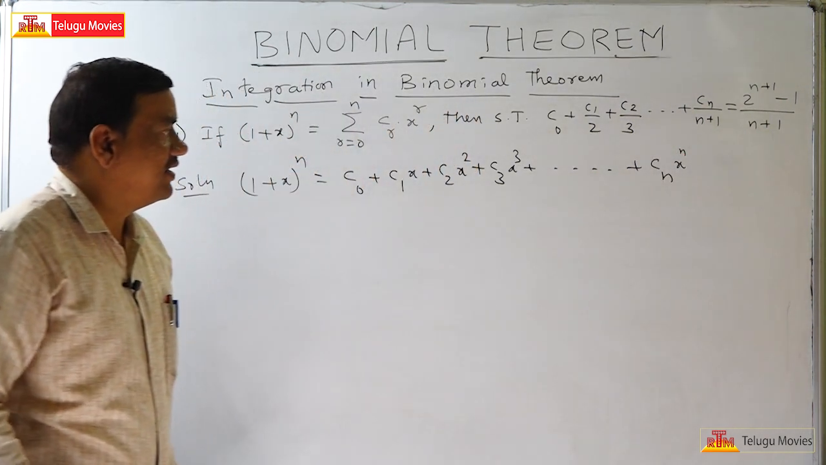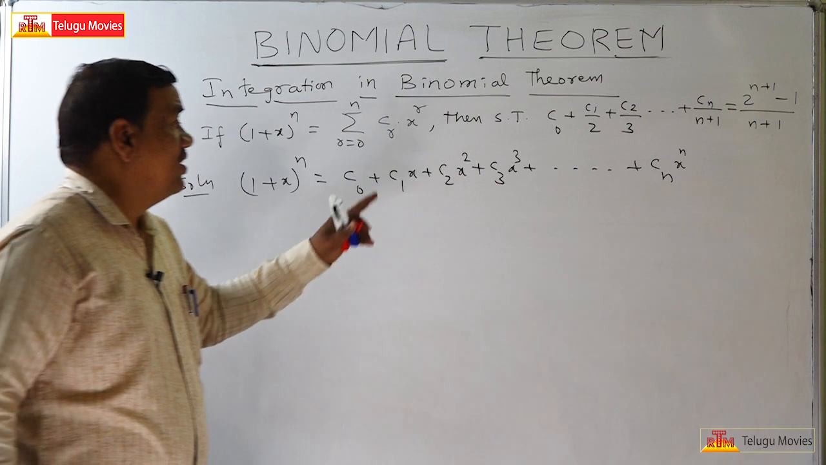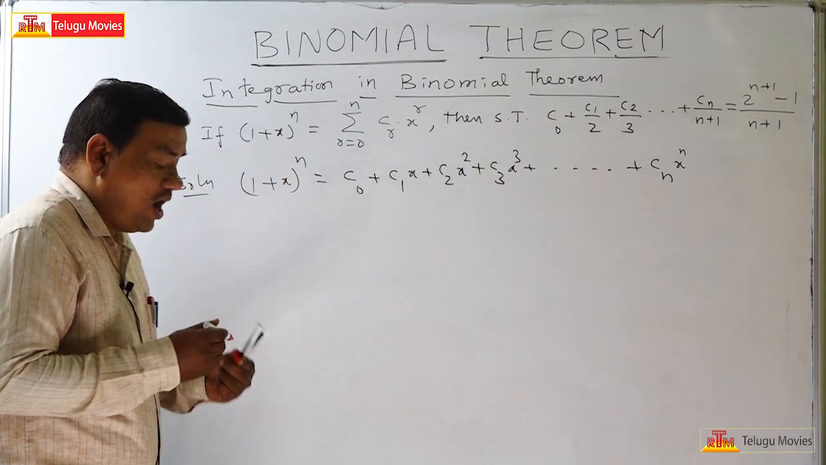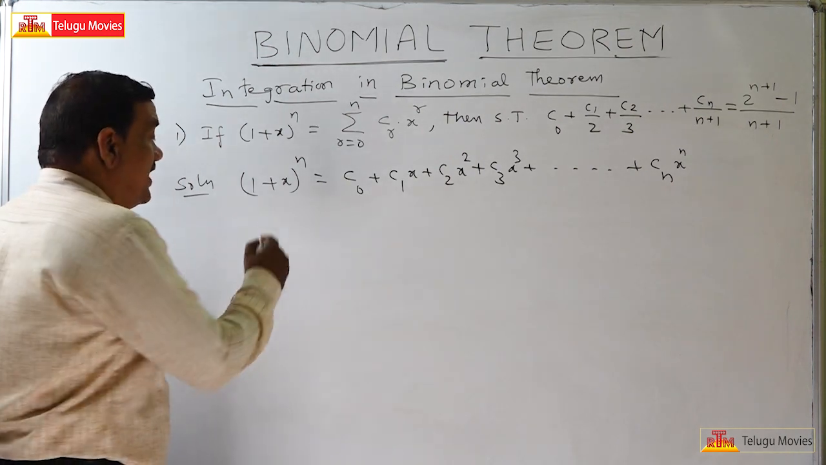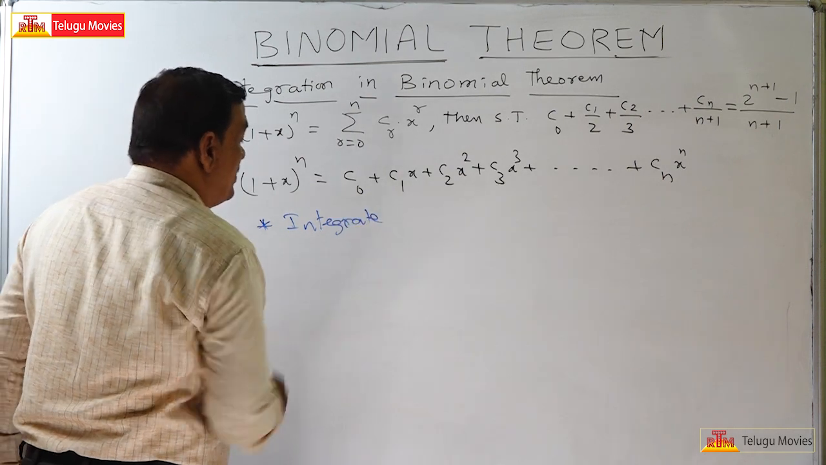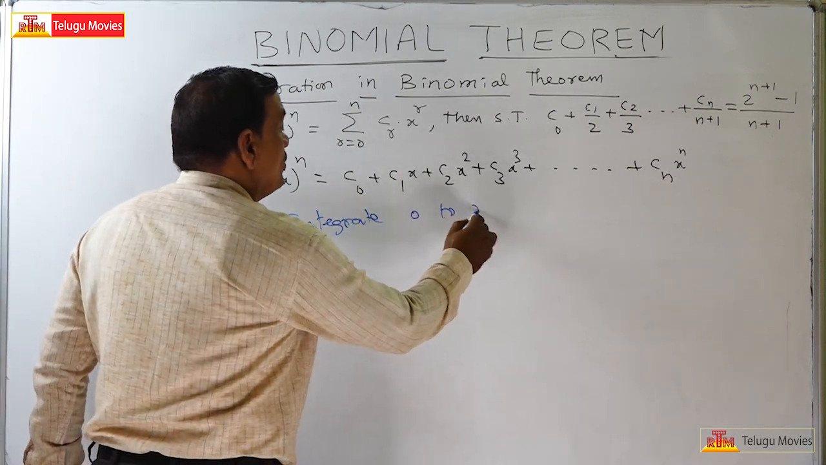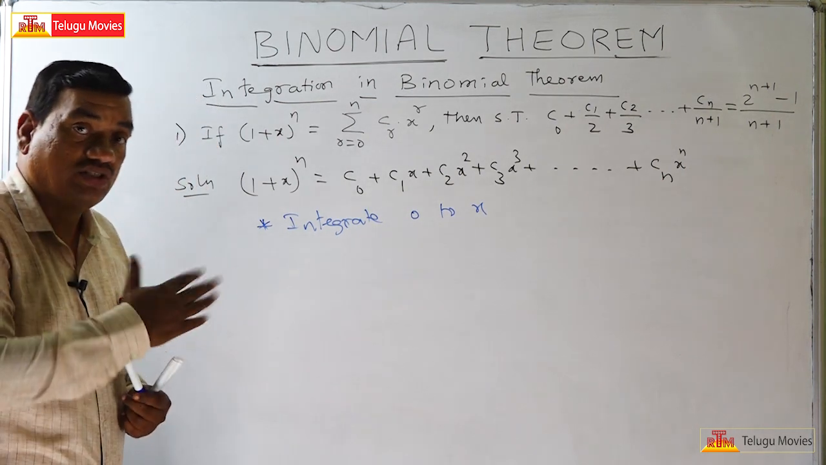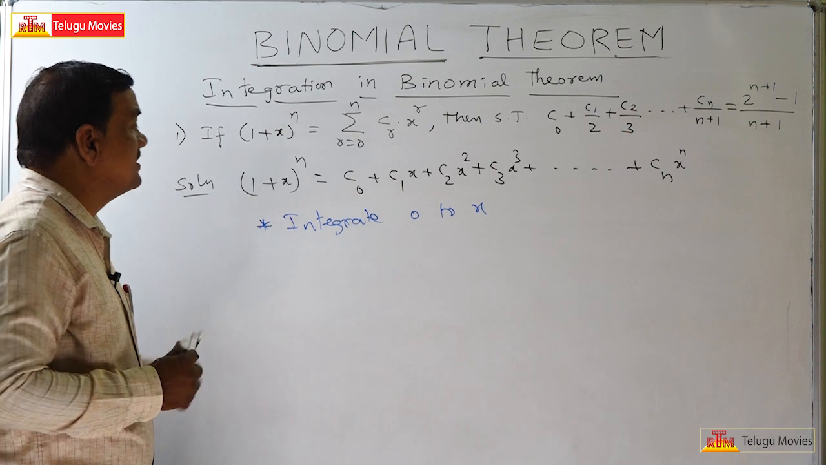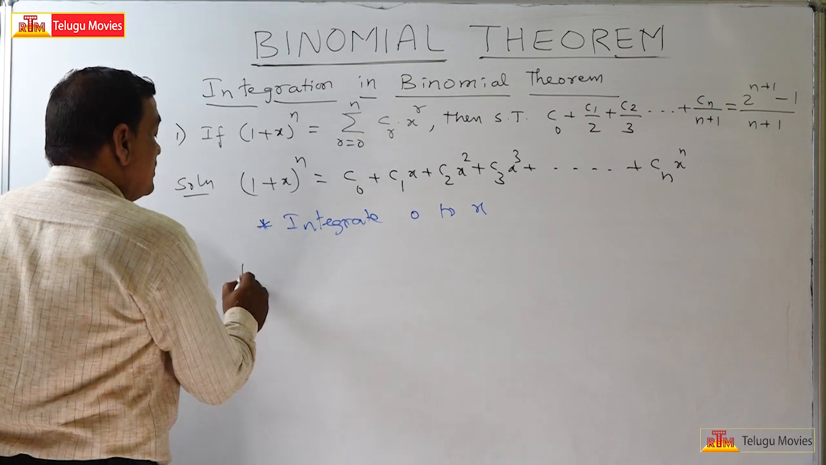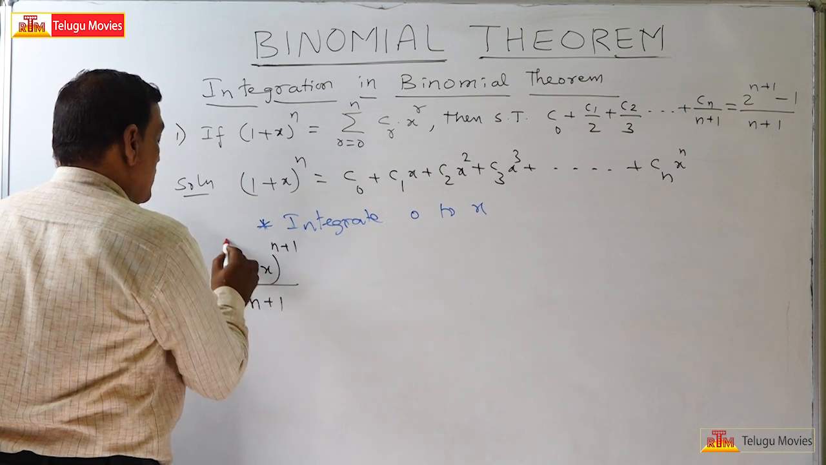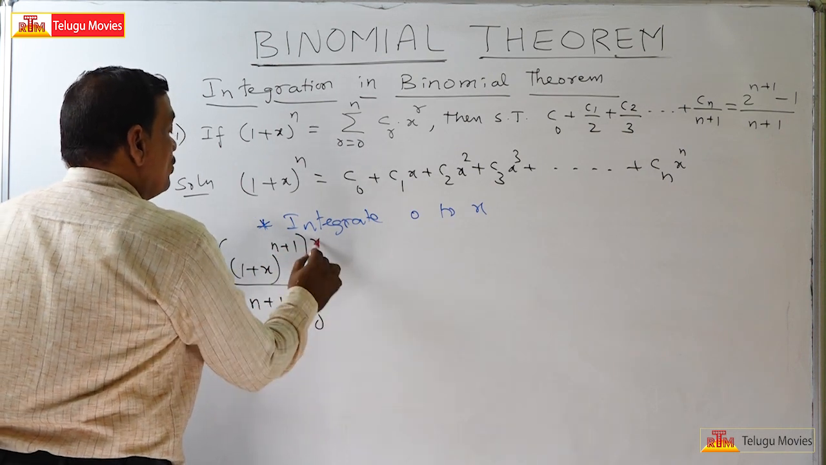That is the expansion of (1 plus x) whole power n, where c1 stands for nC1, nC2, nC3, and so on. Now what I am going to do is integrate between the limits 0 to x. Integrate the above function on both sides from 0 to x. Now what is the integration of (1 plus x) to the power of n? We know that this is (1 plus x) to the power of n plus 1 upon n plus 1, with limits from 0 to x.